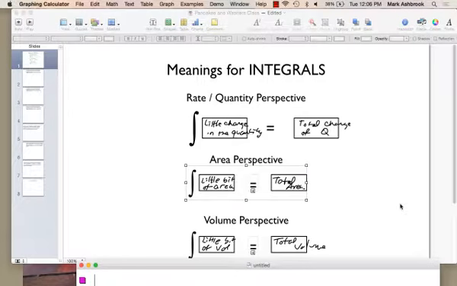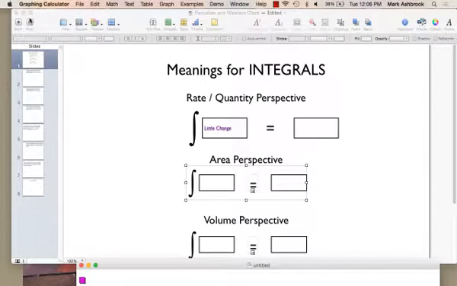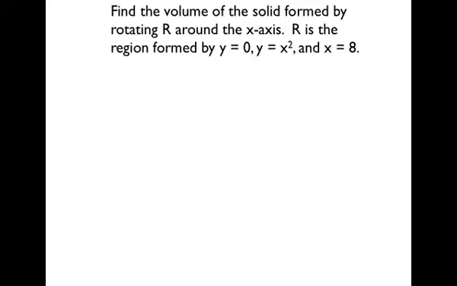Okay. So, where do these volumes come from? All right, so here's an example. Find the volume of a solid formed by rotating R around the x-axis, where R is the region formed by y equals 0, y equals x squared, and x equals 8. So I want you to sketch R first. No calculators. Sketch R first. Got to get this right.